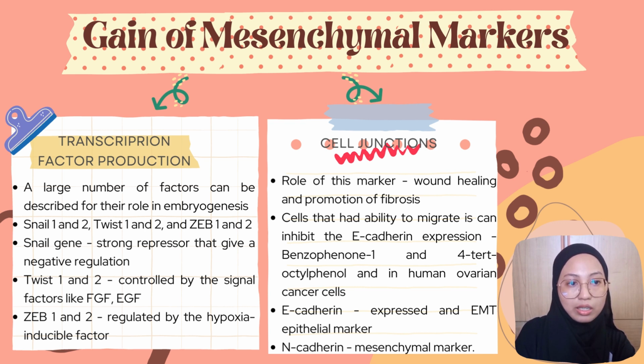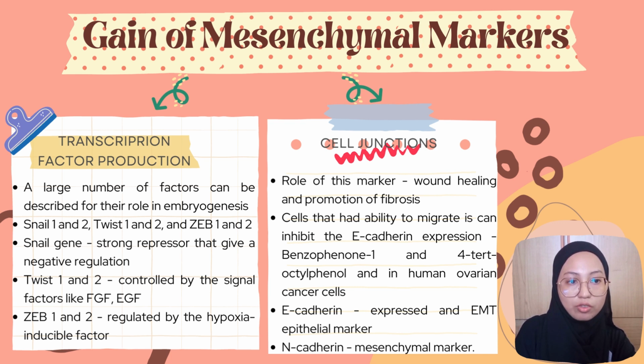This will be regulated by FGF, hepatocyte growth factor, and Wingless integration sites. Different types of cancer will increase SNAIL expression and down-regulate other epithelial markers such as desmoplakin. TWIST1 and 2 are basic helix-loop-helix transcription factors that were found overexpressed in many cancers and correlated with metastases. These two proteins can be controlled by the signal factors FGF and EGF.